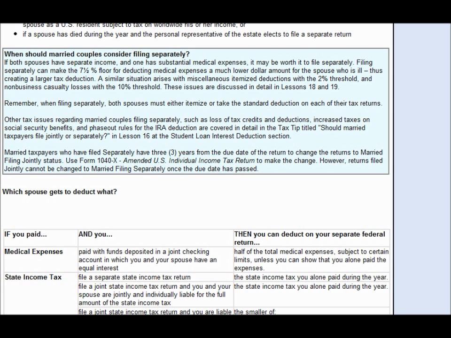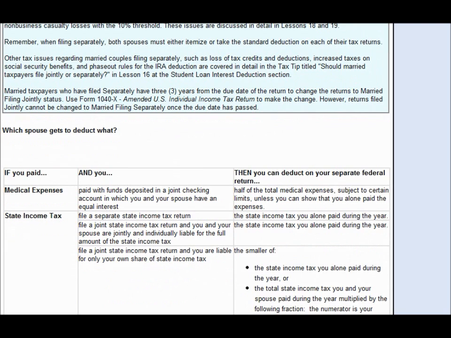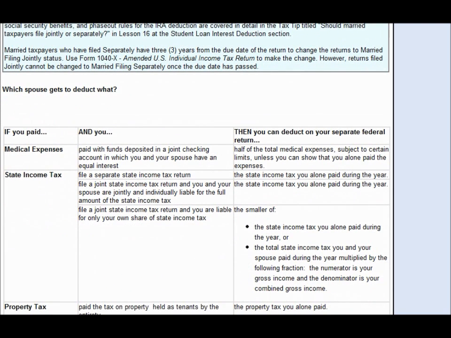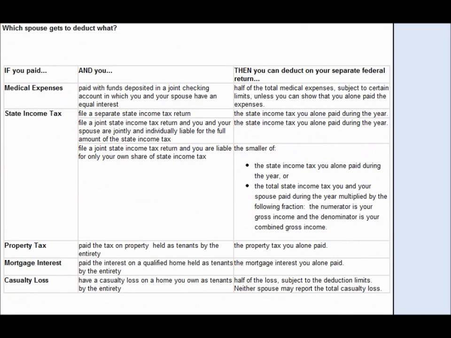Married taxpayers who have filed separately have 3 years from the due date for the return to change the returns to married filing jointly status. To do this and amend anything, always use Form 1040X. Take a few moments to read which spouse gets to deduct what.